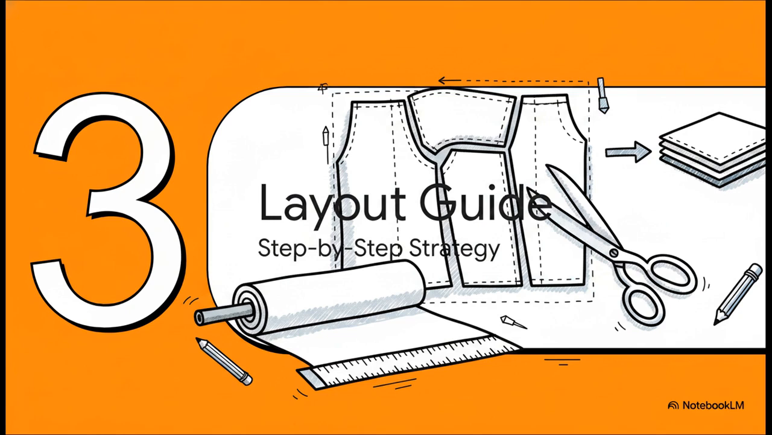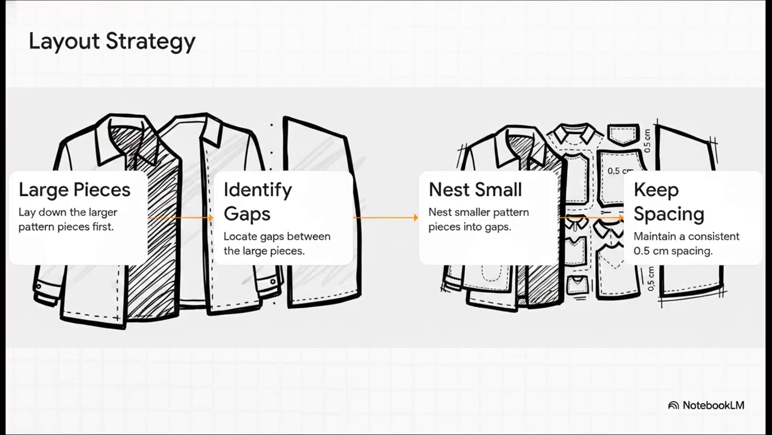All right, Section 3, the step-by-step layout guide. The real-world secret to high efficiency is having a structured approach. Here's how you do it. Step 1. Always place your large, bulky pattern pieces first. Think your front and back jacket panels. Step 2. Once those are down, carefully identify the awkward gaps that naturally form between them.